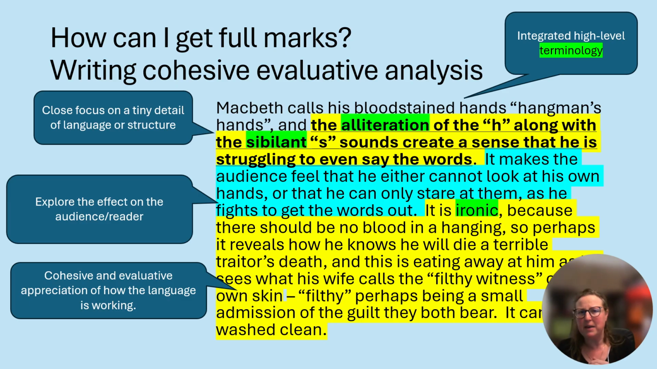In the blue there, it makes the audience feel, or the reader feel, that he either cannot look at his own hands or can only stare at them as he fights to get the words out. And everything I'm saying is backing up that idea that it's difficult for him to say. And then I've pointed out that it's ironic because at a hanging there wouldn't be any blood, so perhaps it's revealing his knowledge of how terrible his traitor's death is going to be, and that's eating away at him.